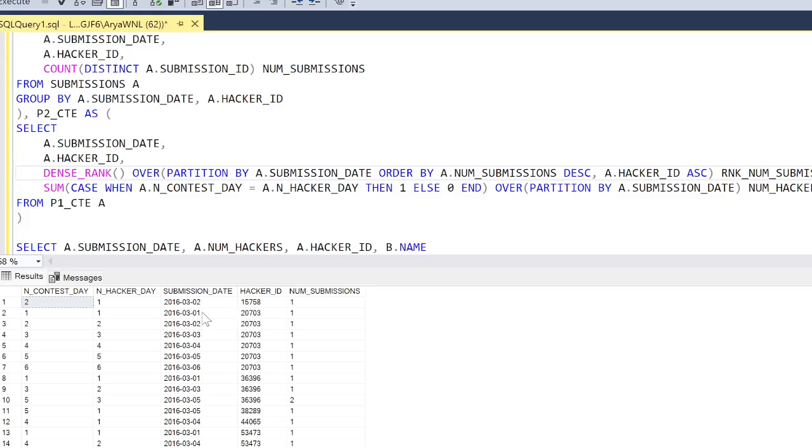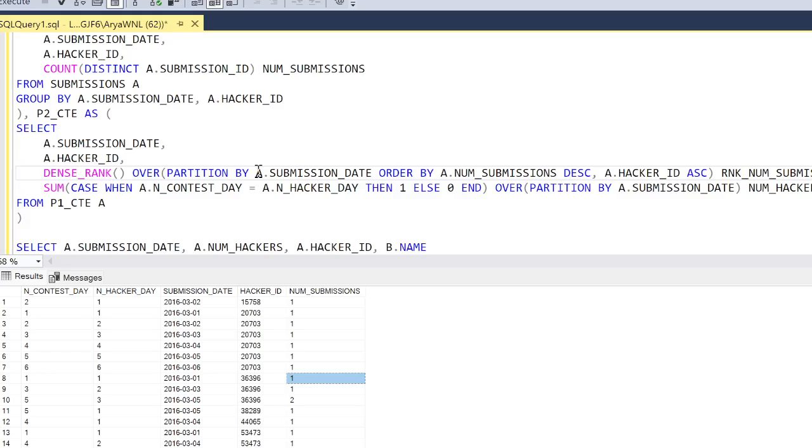Let's see for this one. For 1st of March, how many submissions are there? Only one submission. On 1st of March, all the hackers have made only one submission. So this dense rank will be 1 for 1st of March, because all of them made only one submission. But on 2nd of March, one hacker made two submissions, and one hacker made, let's say, one submission.